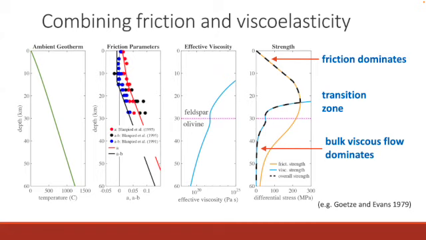So in the uppermost crust, the fault is much weaker than the off-fault material, and so the fault will be what deforms in response to tectonic plate motion, and friction will dominate the behavior of the system. Deeper down, the viscous strength is much lower than the frictional strength, so the dominant deformation mechanism will be bulk viscous flow. The transition zone, where both deformation mechanisms are of similar importance, is called the brittle-ductile transition.